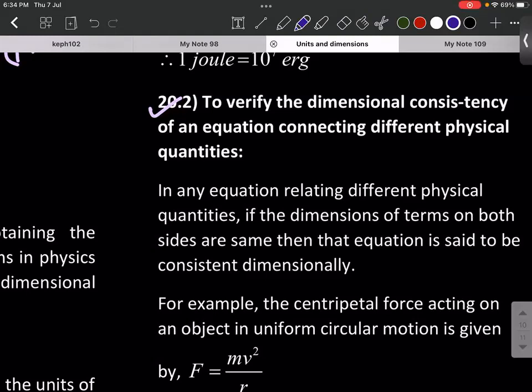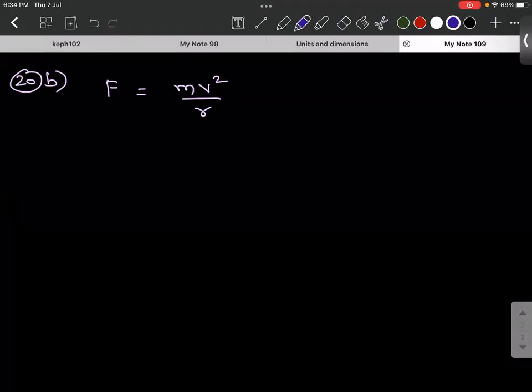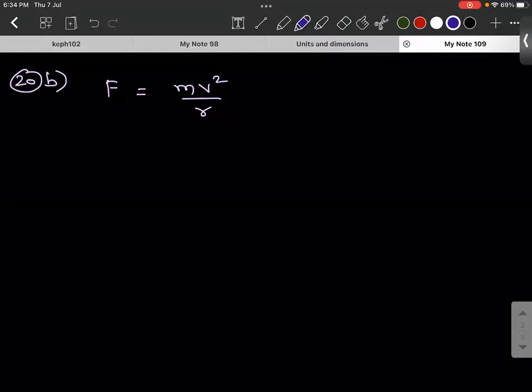Shall we try? For example, if I have a mathematical equation F is equal to m into v square divided by r, I'm asking you to verify whether this kind of an equation is possible or not, with the current knowledge that you have. I'm asking you to verify whether this kind of a mathematical equation, which shows a relation between the physical quantities, is possible or not.